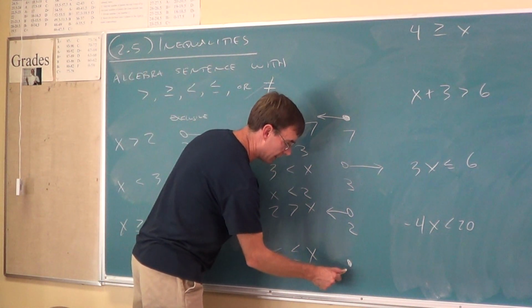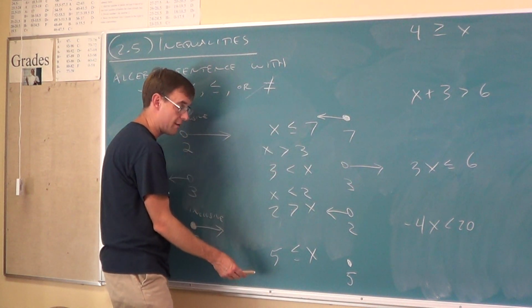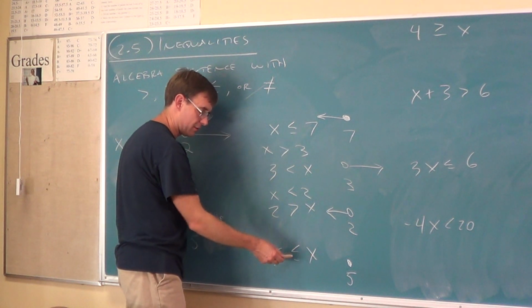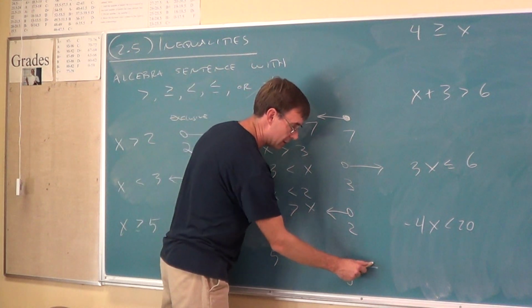This we're going to fill in with the 5. It's inclusive because of the equals, we want to include the 5. And then from the variable's point of view, the variable is more than 5. 6, 7, 8, 9, 10. Those kind of numbers would make this a true sentence. So head right.